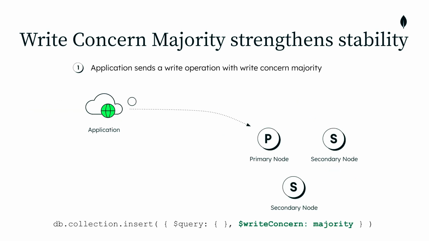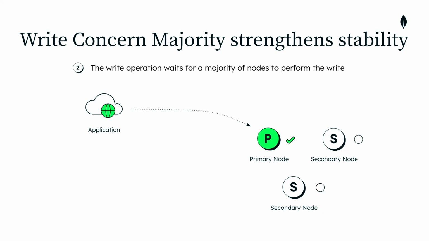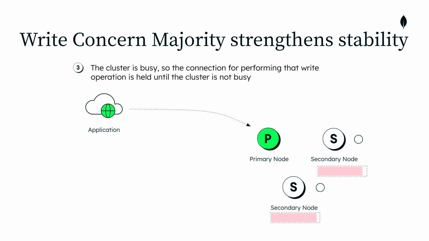So let's say we have an application that sends a write operation with write concern majority. It goes to the primary node, and the primary node performs that write. That write succeeded, and now the secondaries are asynchronously applying that write. Let's say the cluster is really, really busy, and so it takes the secondaries a decent amount of time to perform that write. What's going to happen now is that the connection for performing that write from the application is actually still being held because that write operation has not yet succeeded. It's being responsive to the state of the database cluster and only completing once we have enough resources to fulfill the full write operation.